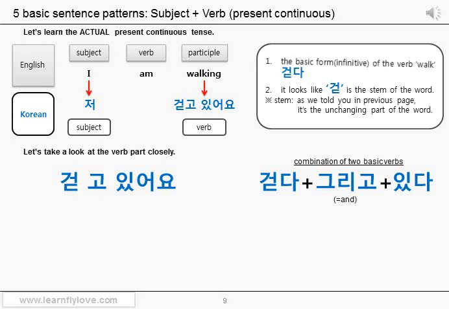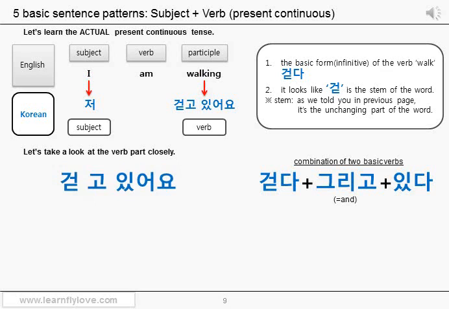The basic form of the verb walk in Korean is 걷다, and 걷 is the stem of the word. Since 걷 is the stem, the rest 고 있어요 must be the ending. Let's remember this 고 있어요 part because this seems to be the part that turned the sentence into the present continuous tense. Let's see the breakdown of the present continuous form on the bottom.